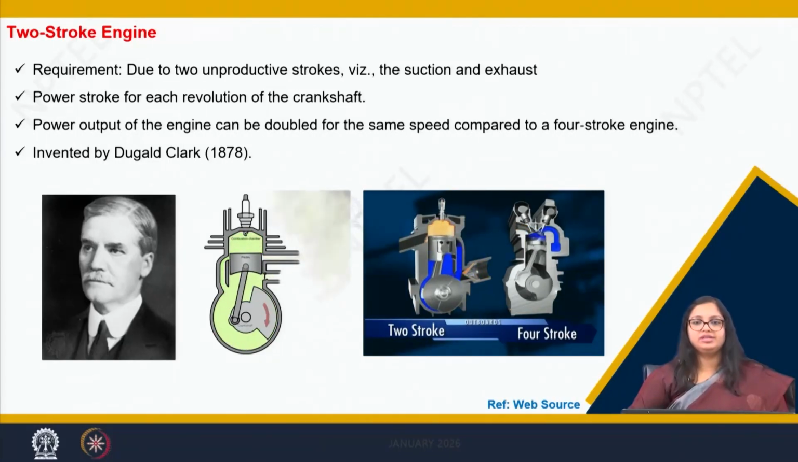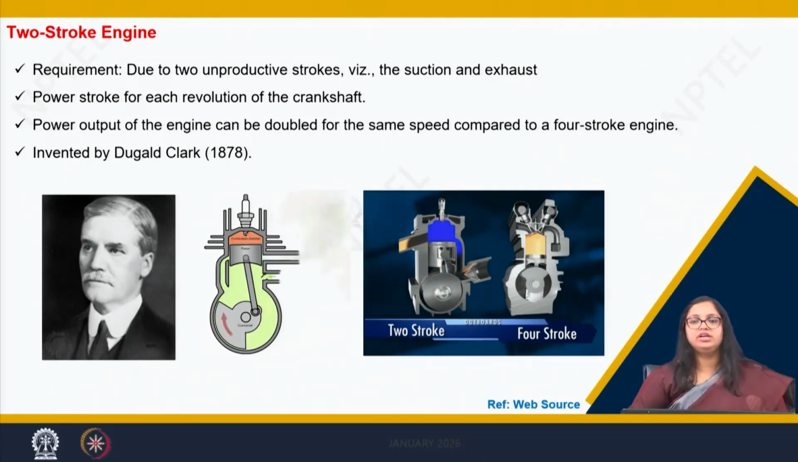So what do we understand from this? In 2 revolutions of the crankshaft, we were getting 1 power stroke in a 4-stroke engine. However, in 1 revolution of the crankshaft, we will be getting 1 power stroke in a 2-stroke engine. So what does it mean? The power output for the same engine will be doubled at the same speed, compared to a 4-stroke engine.